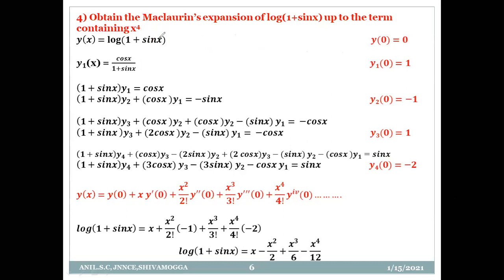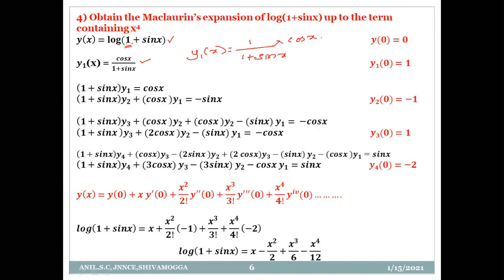Next, to find y1, differentiate this y of x with respect to x. Derivative of y of x is y1 of x. This is equal to derivative of log 1 plus sin x is 1 divided by 1 plus sin x into derivative of 1 plus sin x, where 1 is a constant, its derivative must be 0, and derivative of sin x is cos x. Therefore, cos x divided by 1 plus sin x is the first derivative.